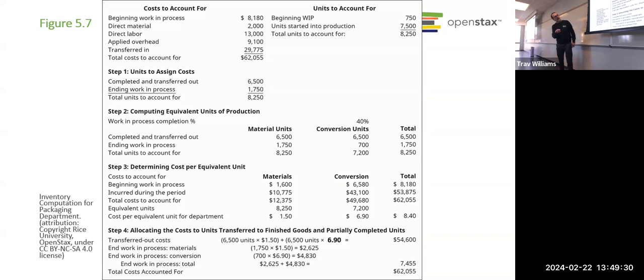The conversion is 40% complete on the ones that are still in process. So we multiply that by the 1,750. That's how we got 700 equivalent units for conversion, which gave us a total of 7,200 equivalent units for conversion, right? So this was ending work in process equivalent units for conversion.